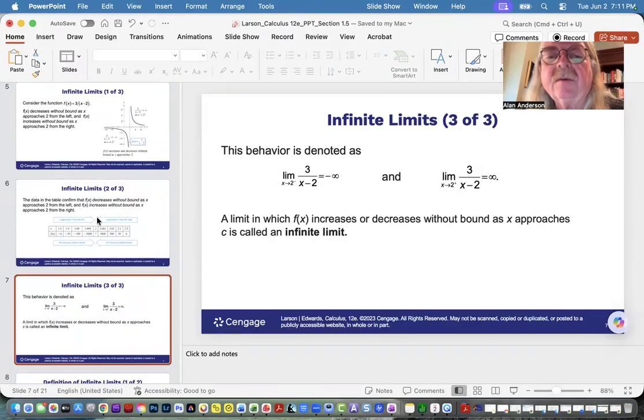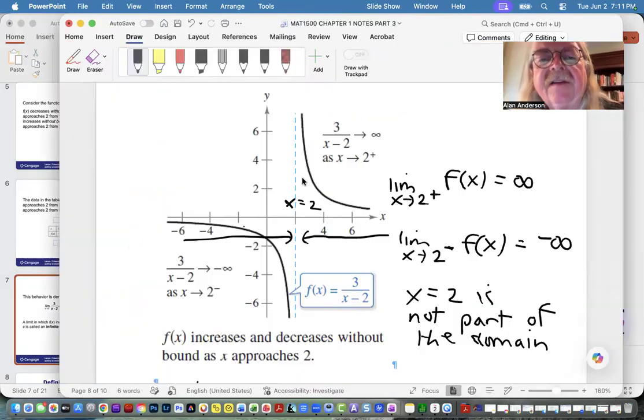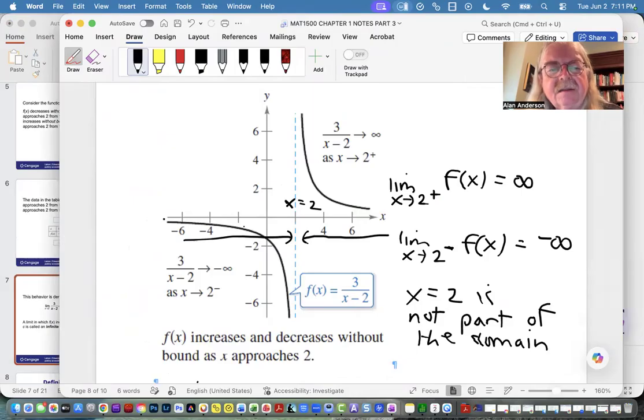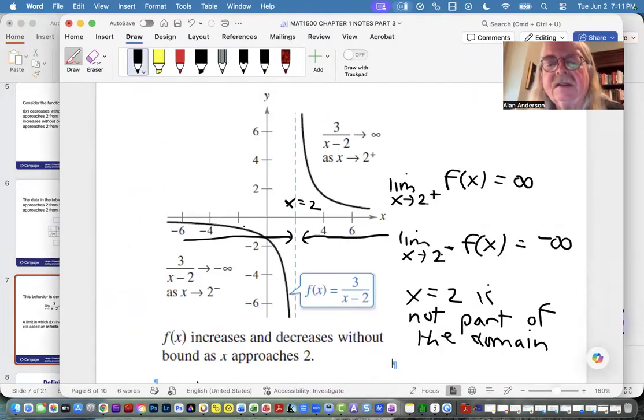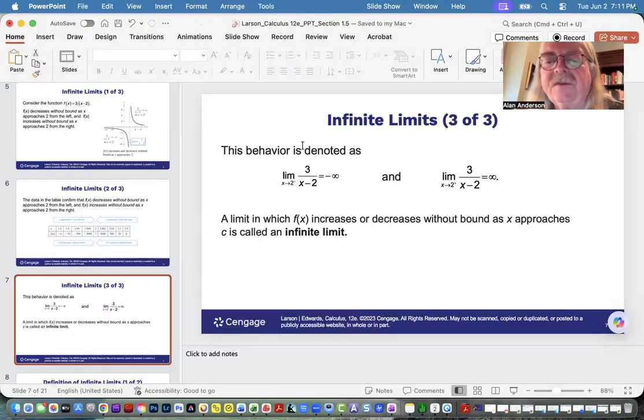And yes, this is how we write it. If you notice, again, it's hard to see it there, but this is x equals 2 negative, meaning from the left. And that means as we move in this direction, the curve is heading towards negative infinity. And the plus, this one over here, is 2 plus, which means that as we come here from the right, we're getting closer and closer to infinity. And that's, of course, referred to as an infinite limit.